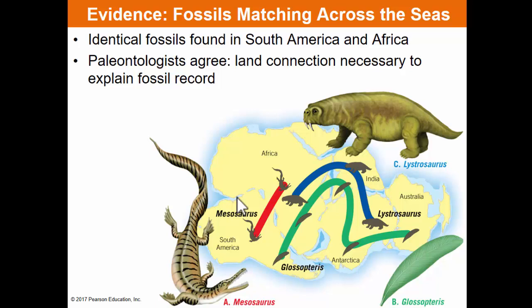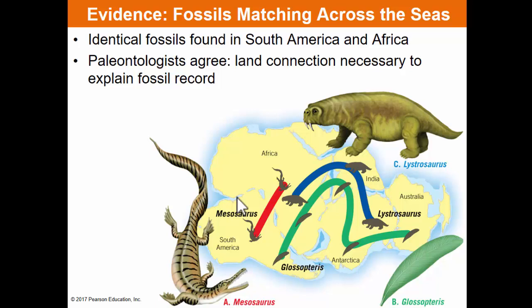A second piece of evidence was this idea of matching features, and one of those matching features was fossils found on opposite sides of the ocean. In South America and Africa, we had fossils of this creature, the Mesosaurus, on both sides. It's very difficult to explain how this particular creature, which had a specific climate and lived during a fairly short period of time, could be exactly the same creature on both sides of the Atlantic Ocean. We had other creatures and some plants in essentially the same situation. Their fossils were found on multiple different continents. Even at the time, paleontologists agreed that there had to have been some land connection to explain that part of the fossil record.